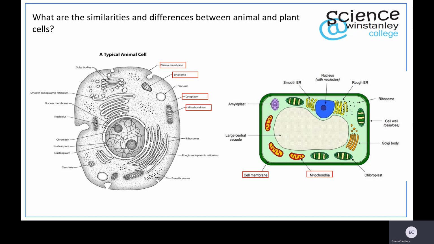Both cells have mitochondria, as both cells carry out aerobic respiration. Both cells have ribosomes, some of which are attached to the rough endoplasmic reticulum for protein synthesis, and both cells therefore have rough endoplasmic reticulum, which again is involved in protein synthesis.